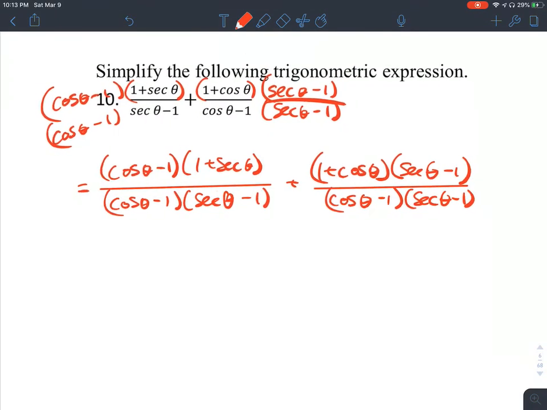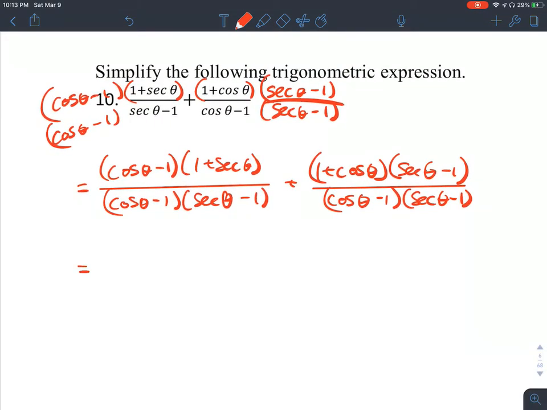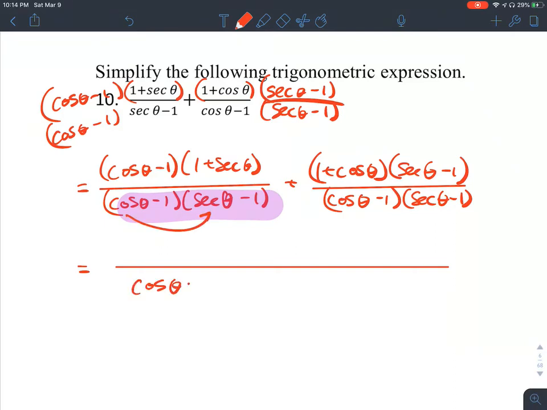We have common denominators, so let's add the numerators together. Now I'm going to do that along with multiplying some things out. So for example, my denominator is this product. So I'm going to have a cosine times secant, distributive property, FOIL method if you will, and then minus a cosine of theta. I got negative 1 times secant, it's negative secant of theta, and then negative 1 times negative 1 is a plus 1.